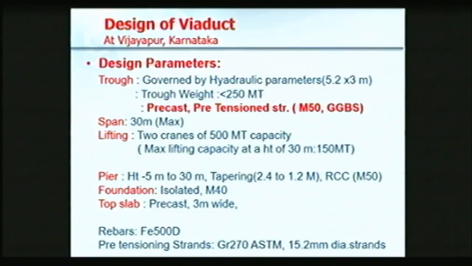Then the other materials, we used M50 grade of concrete because we wanted to save time because we wanted to complete well before the tender period. So for 3 day strength, we required about M35 grade. So we really went for M50. And you know that M50 conventional concrete is extremely difficult. So we resorted to GGBS, thereby contributing towards the global warming as you listened to in the previous lectures. For other structure, we went for FE500D reinforcing steel and grade 270 conforming to ASTM standards, the pre-tensioning steel.